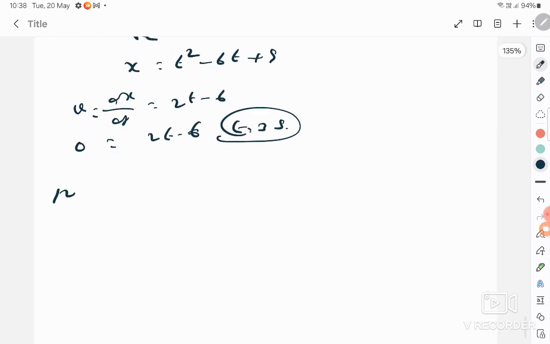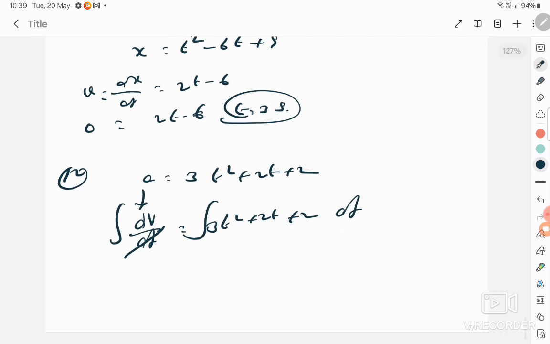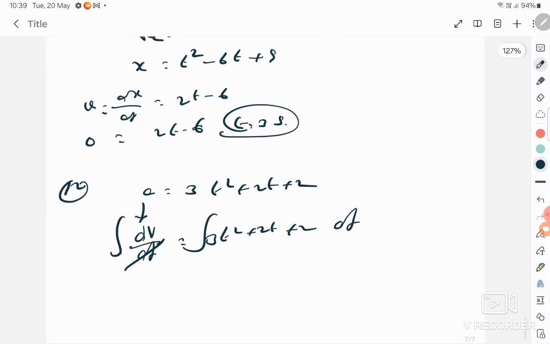Okay, so let's go to the 12th question. They have given acceleration as 3t square plus 2t plus 2, and they're asking me to find the velocity. I know I have to integrate this. But first I have to write acceleration as dv by dt, which is 3t square plus 2t plus 2, so that I can take the dt to the other side and then integrate. If I don't write acceleration as dv by dt, I can never integrate.